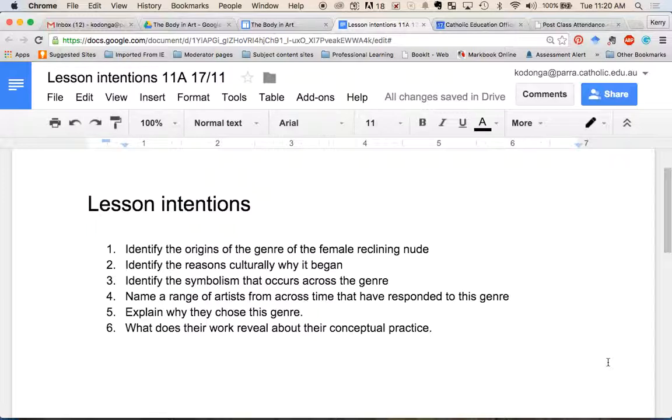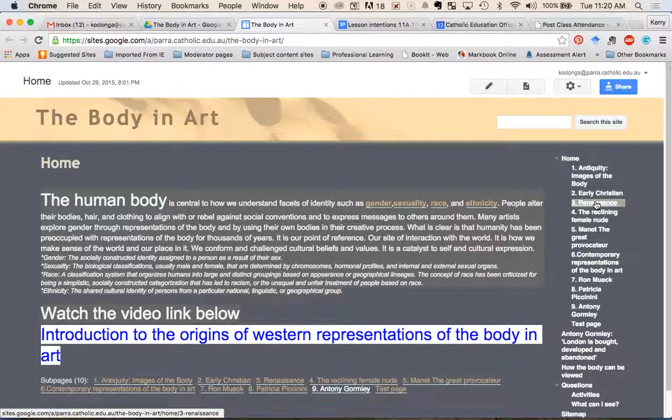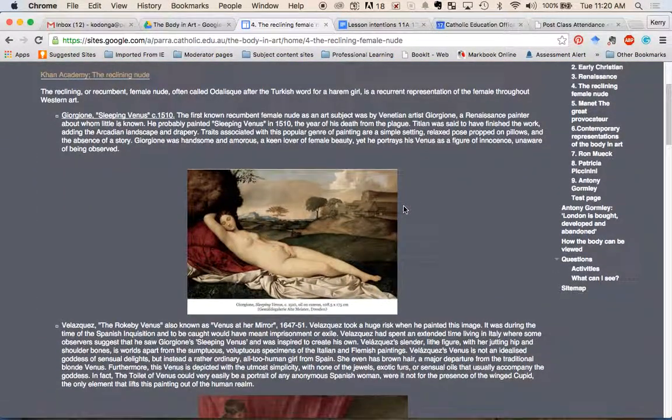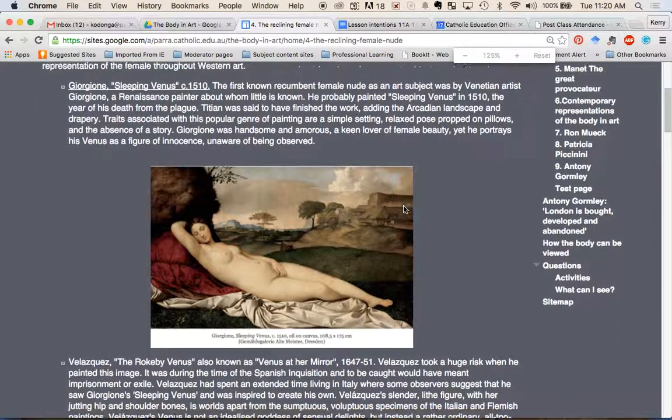All right, so now we jump back to some of the imagery we were looking at yesterday from the website, and we're looking at number 4, which is the reclining female nude. Now, this particular artwork here by Giorgione, what do you remember me saying about this particular painting?